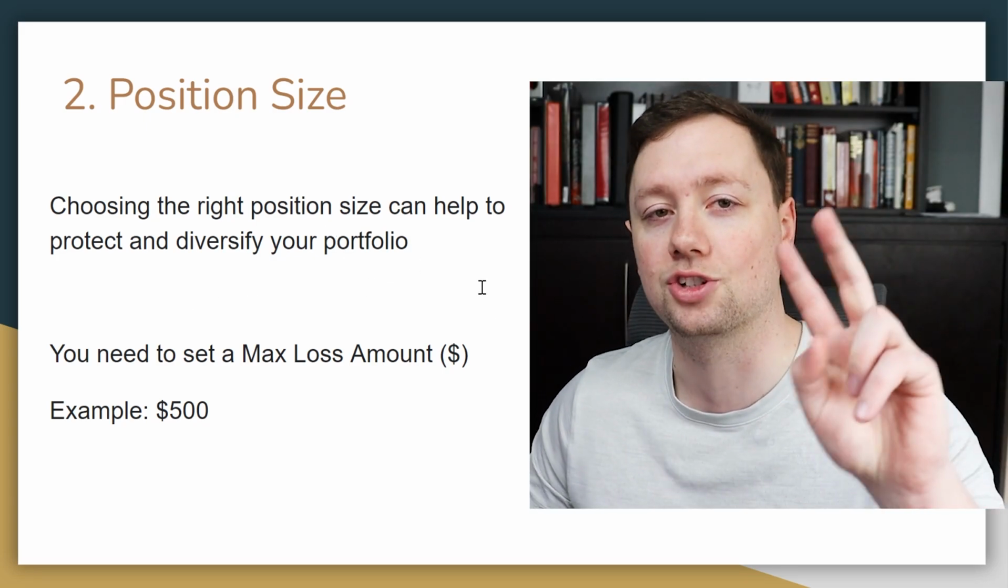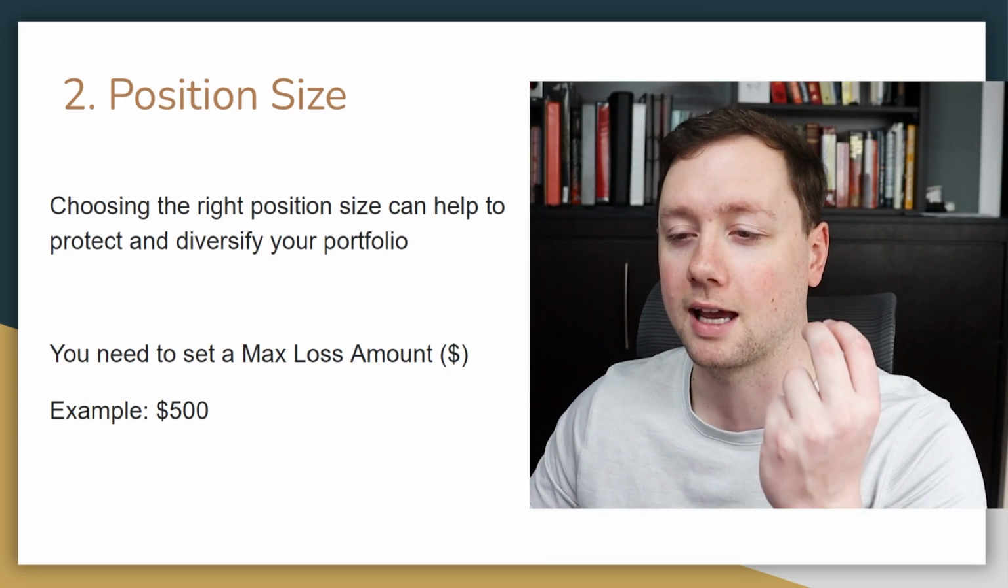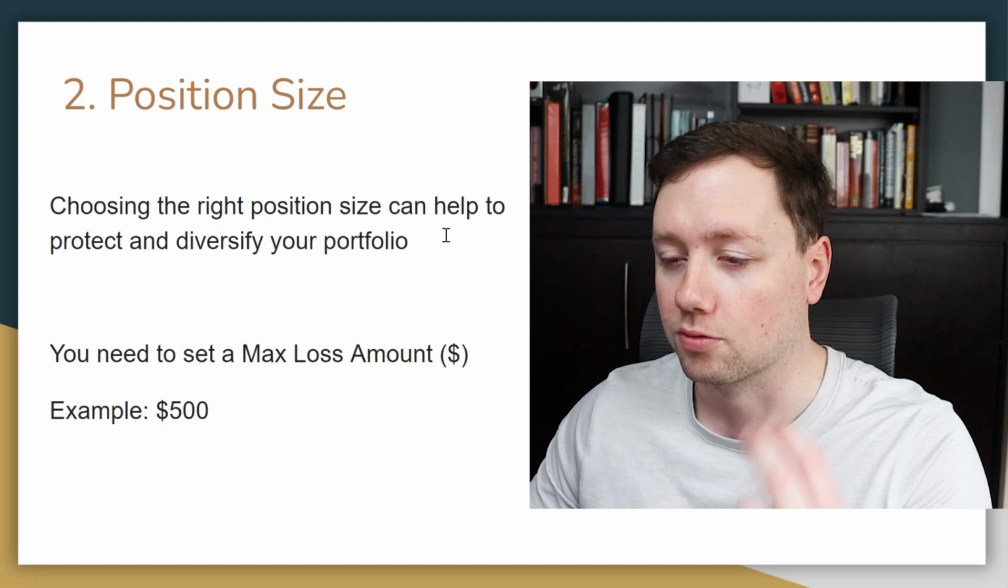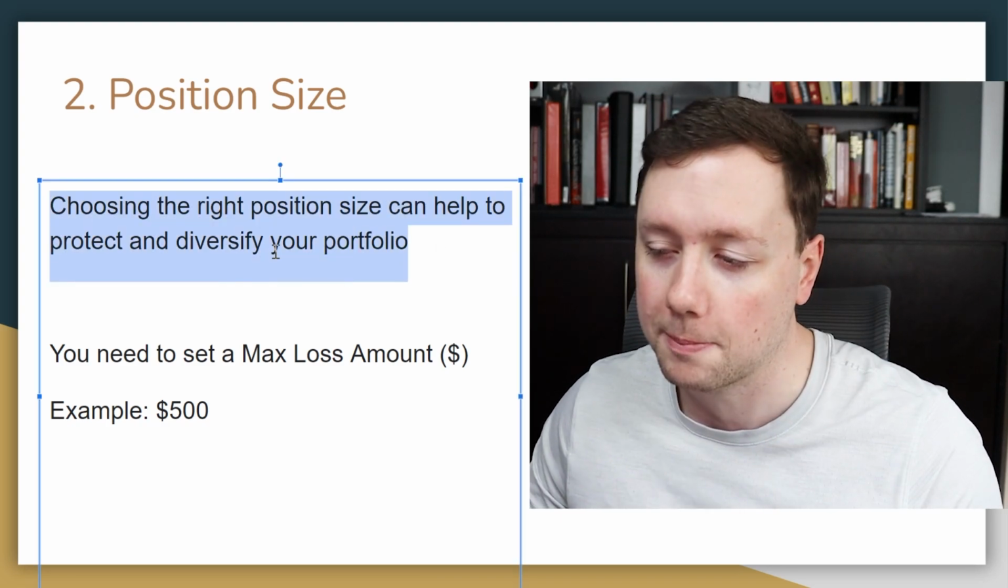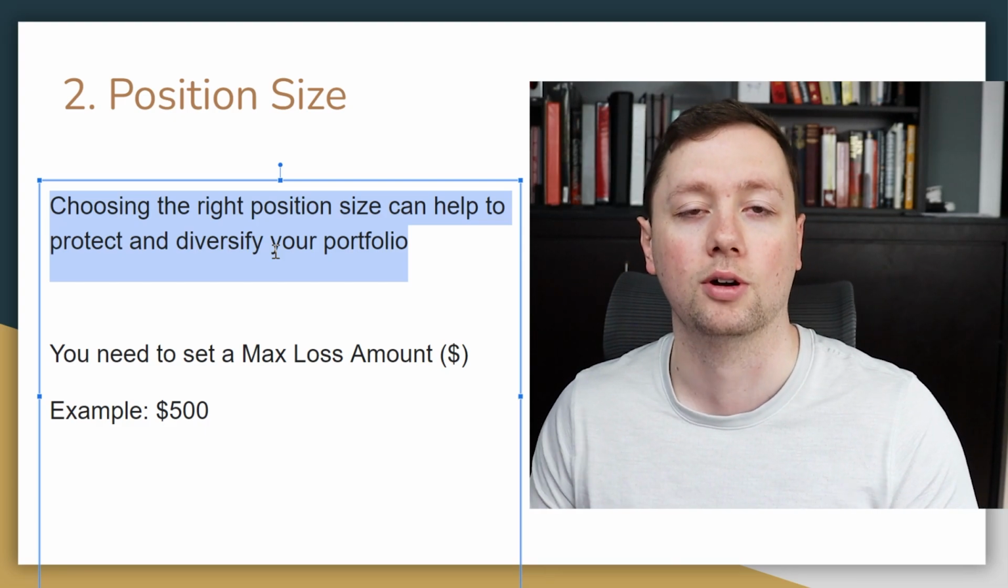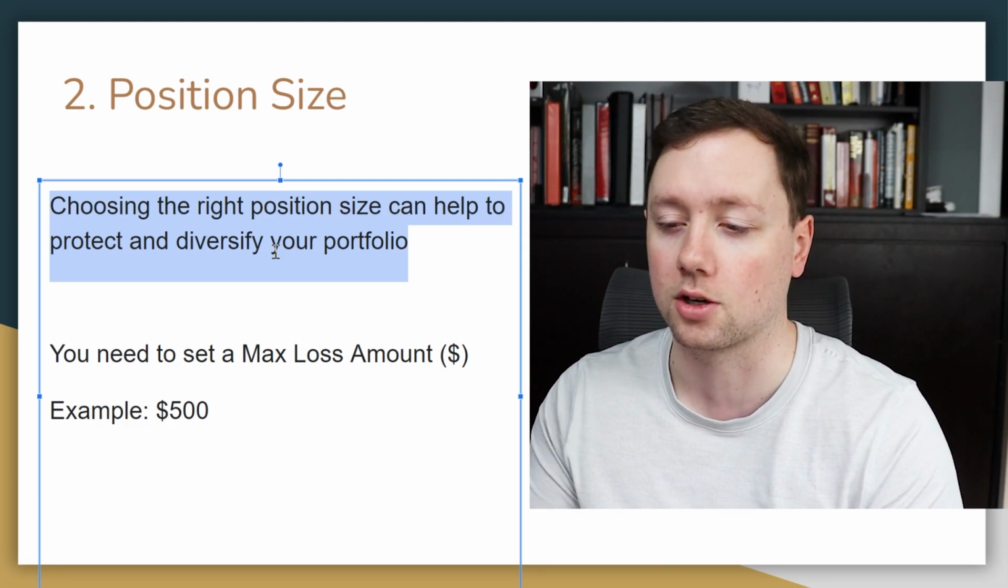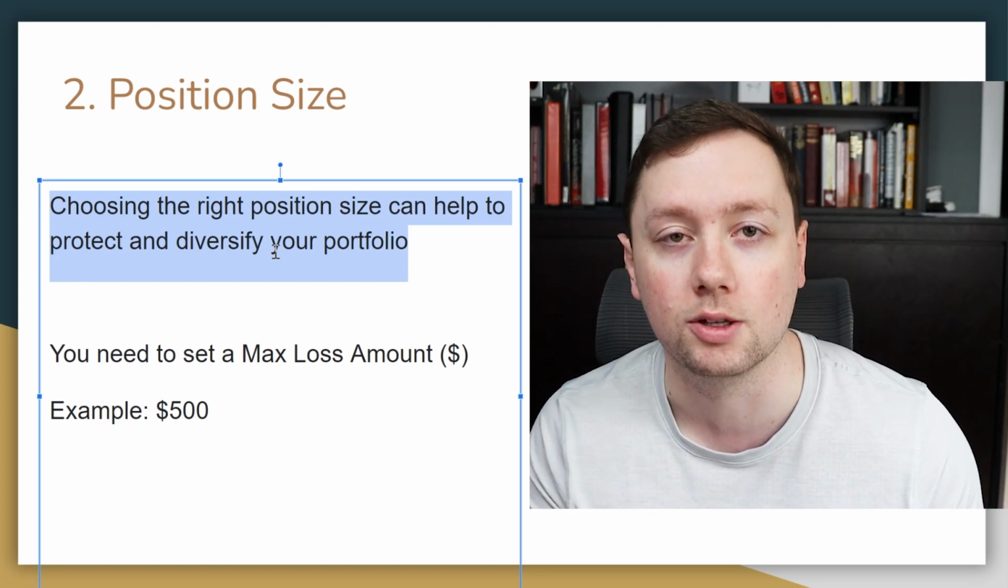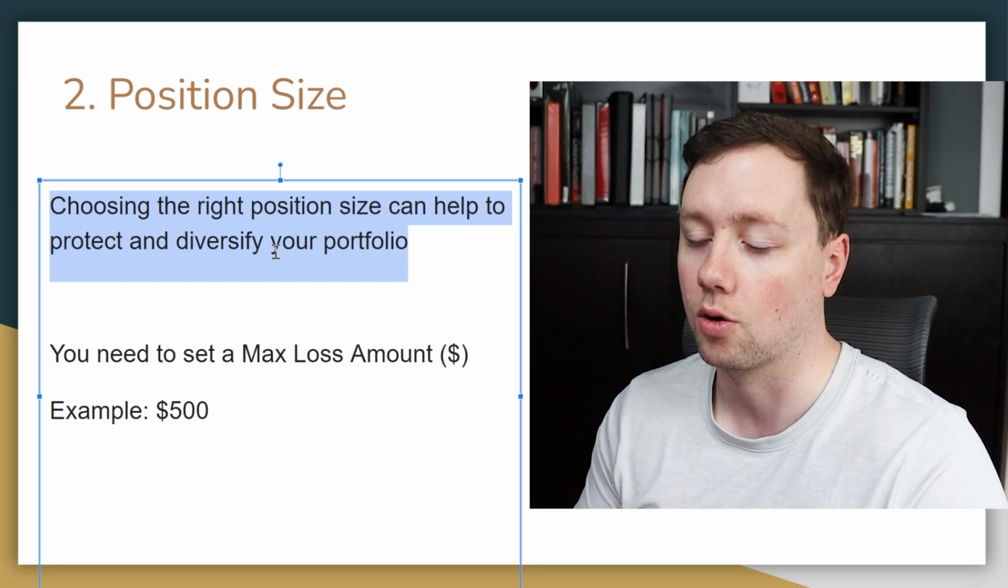Now, the second strategy here to manage your risk is to have good position sizing. And the reason you want to do this is because choosing the right position size can help to protect and diversify your portfolio. It can make sure that one bad stock or one bad trade isn't going to weigh you down and isn't going to destroy you or crash your account.